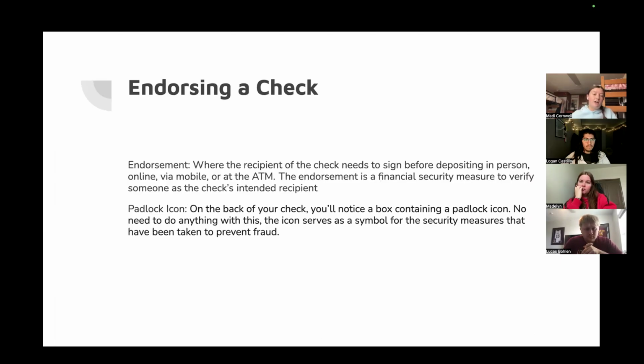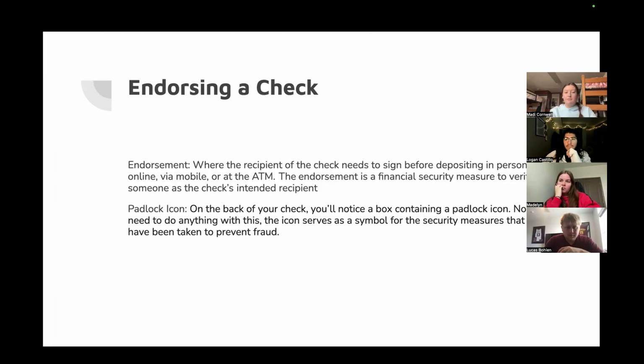And then the padlock icon, it's on the back of the check. You'll notice a box containing a padlock icon. No need to do anything with this. The icon just serves as a symbol for the security measures that have been taken to prevent fraud.